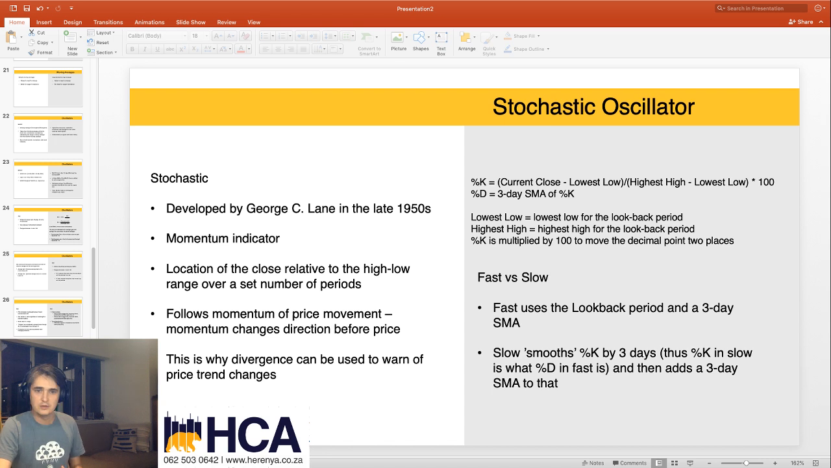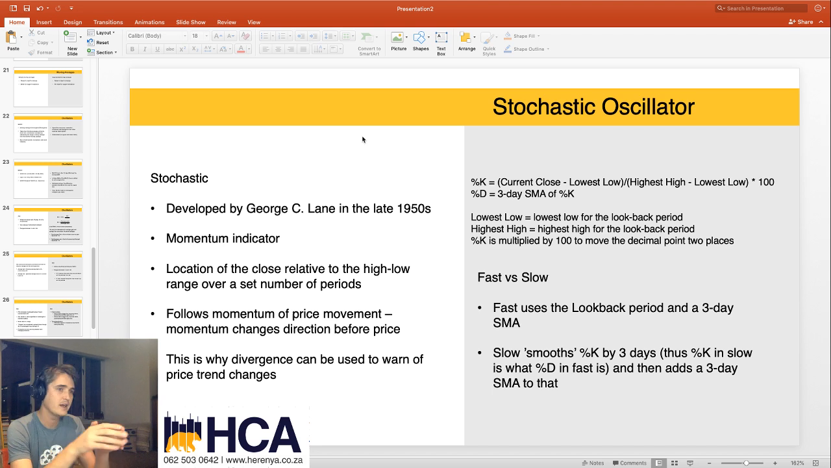In order to do that, we work out two things: percentage K and percentage D. Percentage K is basically this equation over here. We look at the current close minus the lowest low, divided by the highest high minus the lowest low, times 100, and that gives us percentage K. Then percentage D is a signal line or trigger line, which is basically a 3-day simple moving average on K.